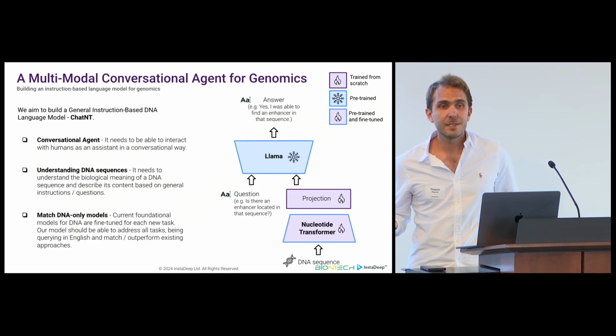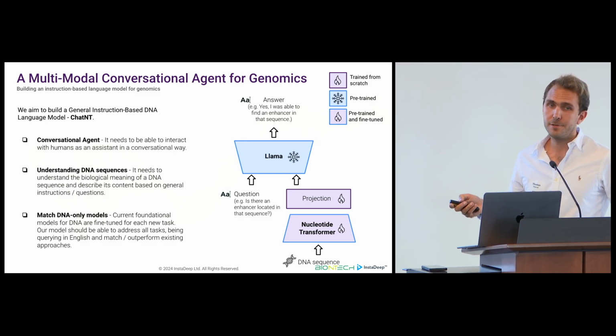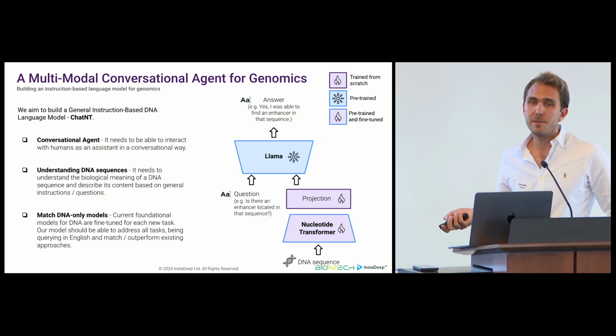So why not do that with genomics? In that case, could we take a DNA sequence, put it through the nucleotide transformer, get some representation, and then pass that representation to Llama, for instance, and ask Llama questions.